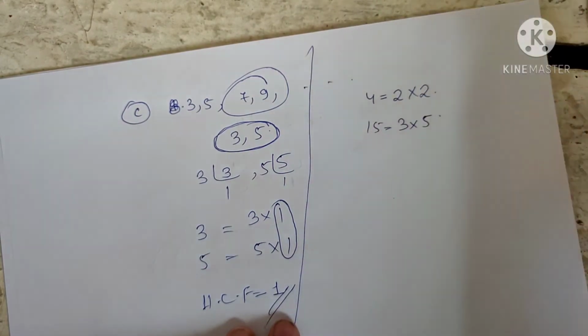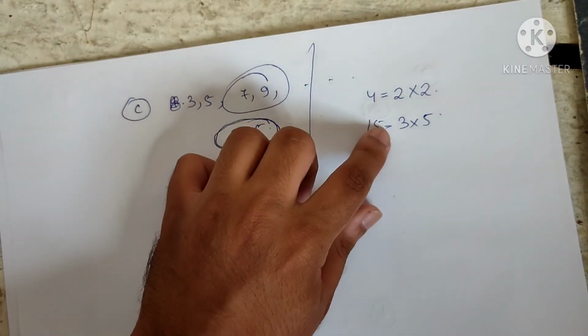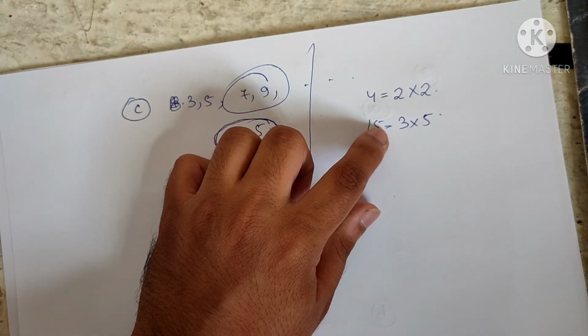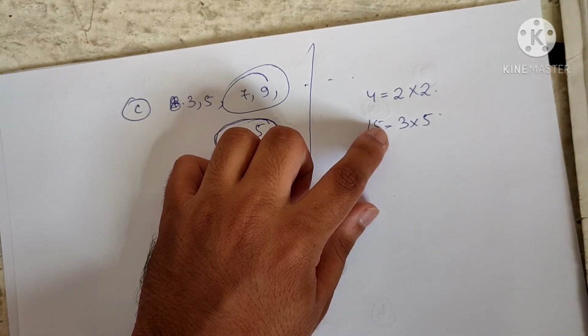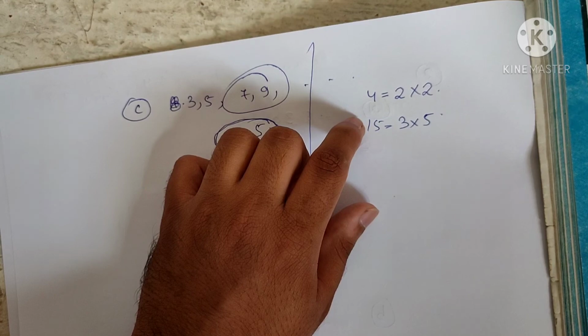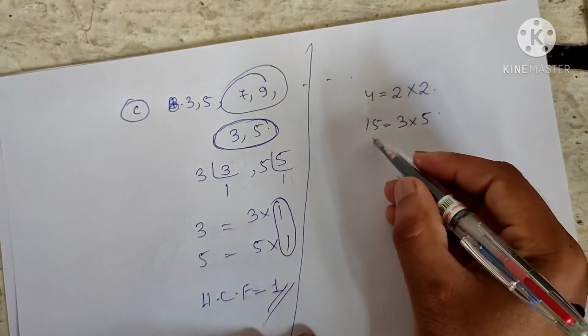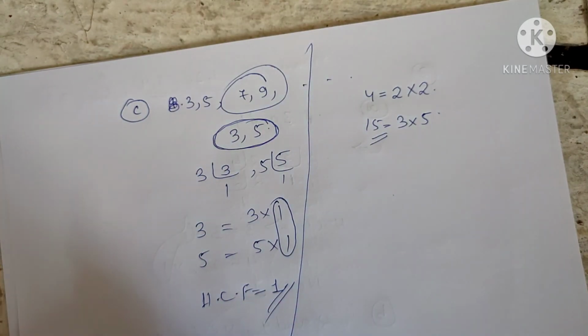Now they are saying that since there is no common prime factor between them, isn't it, the HCF of 4 and 15 is 0. They are asking: is the answer correct? Whether the HCF is 0 or not.